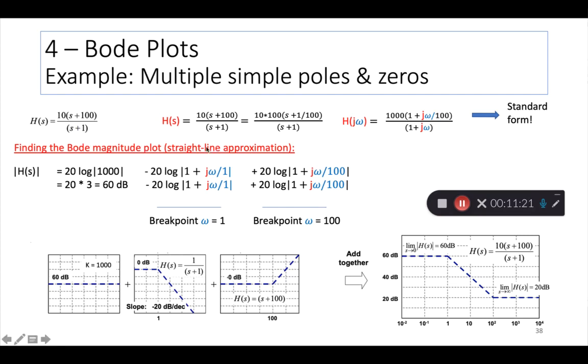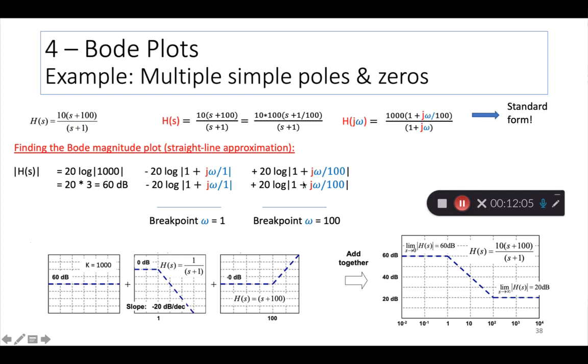Finding the Bode magnitude plot, straight line approximation. So we have this standard form, so we're going to take the logs on both sides, and so this H of s in decibels becomes 20 log 1000 minus 20 log the factor that's in the denominator, which is the pole, and then you add the 20 log of the numerator again, the 1 plus j omega by 100, right? So if you factor out some of these immediately, or if you calculate this, 20 log 1000 is 3 times 20, so you get a 60 decibel answer there.